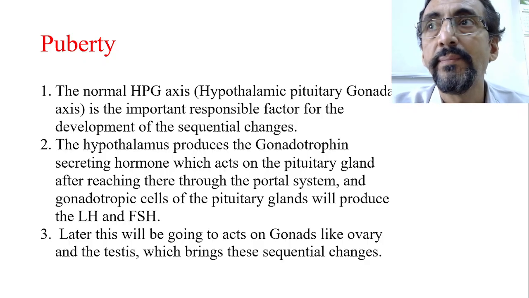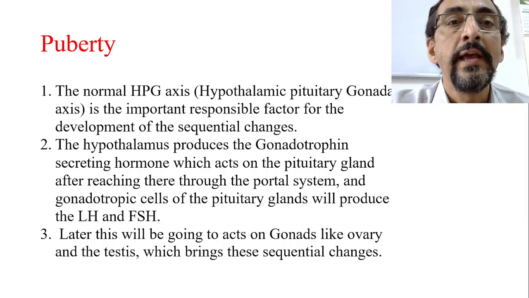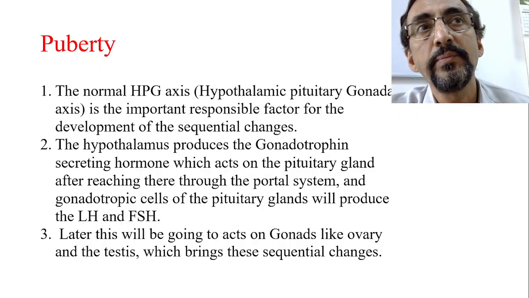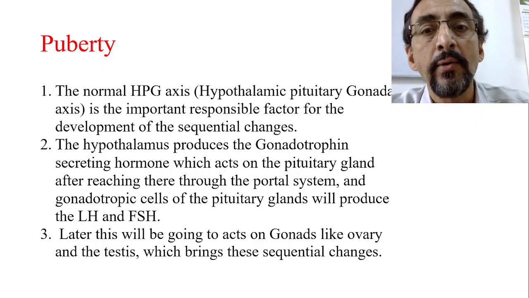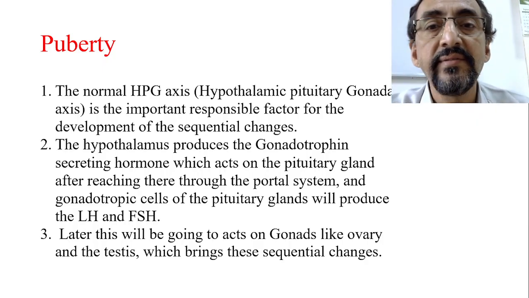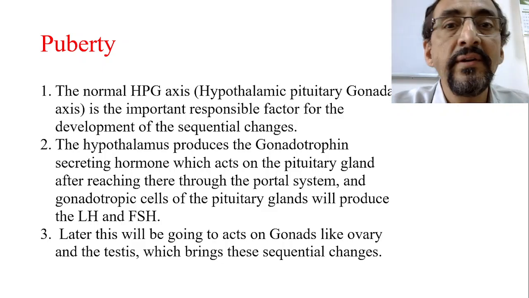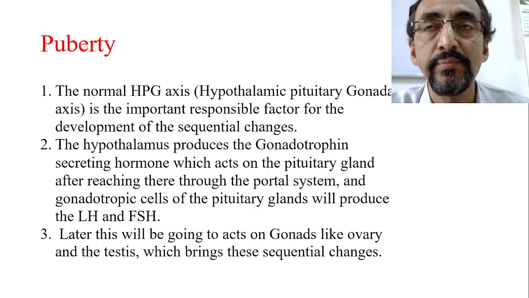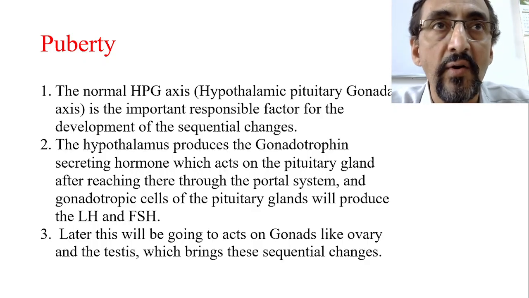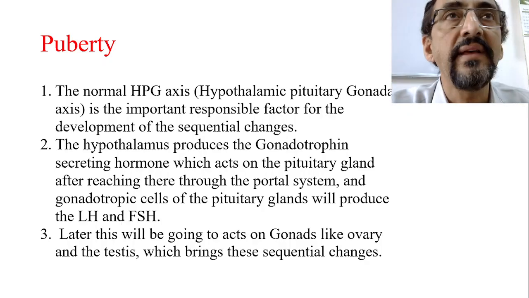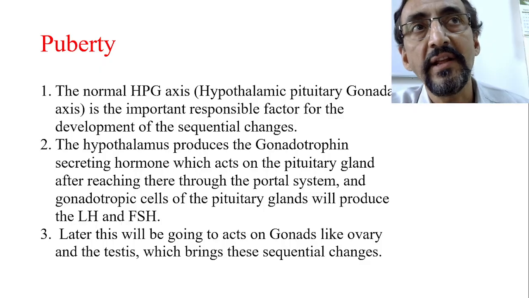When you observe breastfeeding, in breastfeeding also we have an HPM axis, that means the hypothalamus pituitary mammary axis. Similarly in puberty, we have the hypothalamus pituitary gonadal axis. So these are interconnected, and this is a very important and responsible factor for the development of sequential changes. Puberty changes should occur in a sequence or order, so this axis should be normal. If there is any problem in this axis, the pubertal changes will not take place in order.